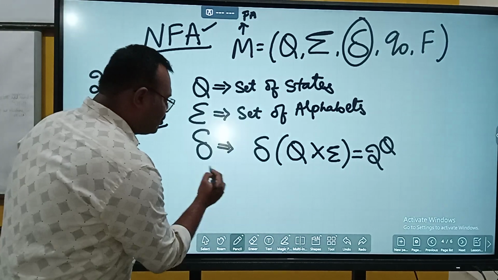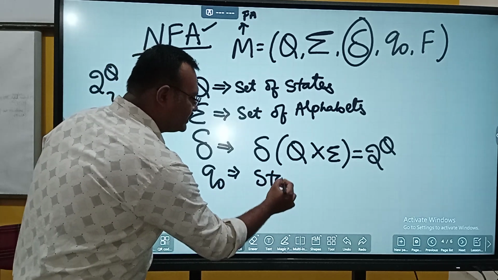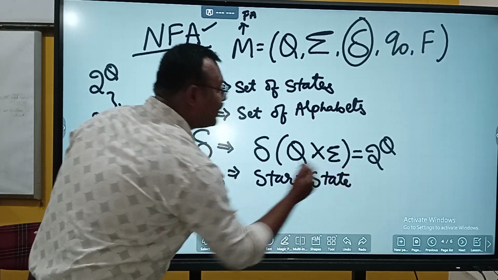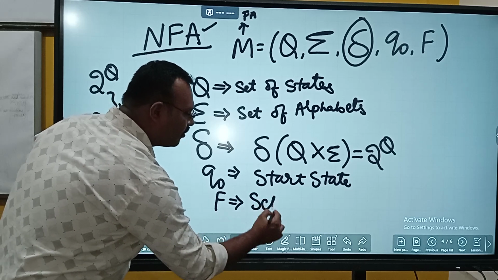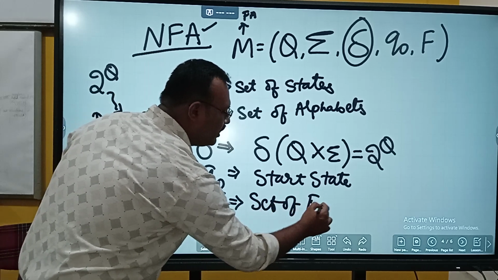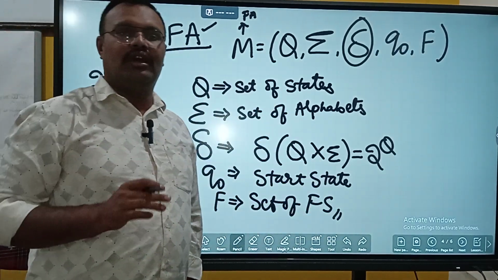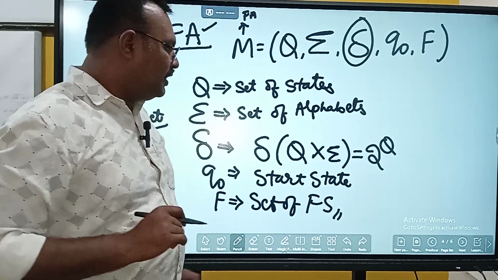Next, what we have is Q naught, which stands for what? It is the start state. And next we have F, which is nothing but the set of final states. So this is how you are going to define a non-deterministic finite automata.